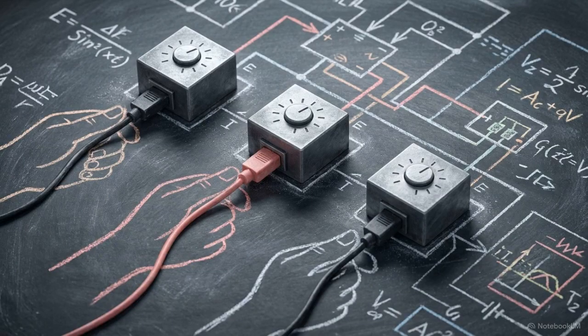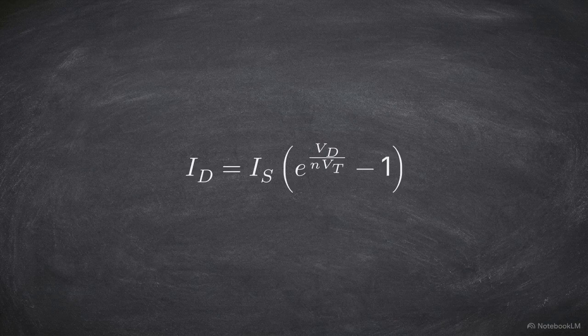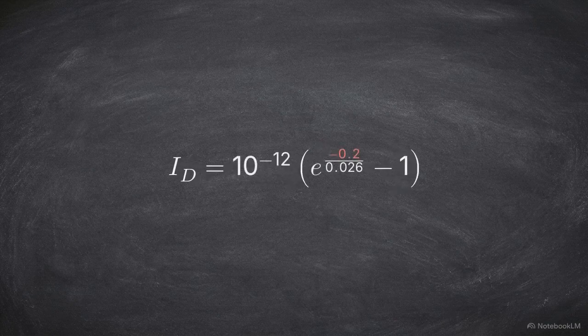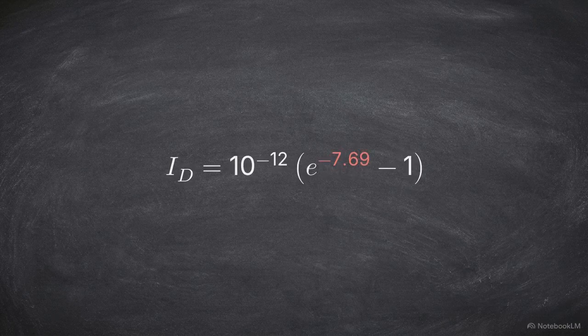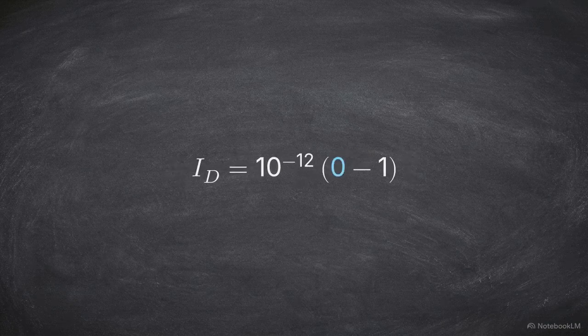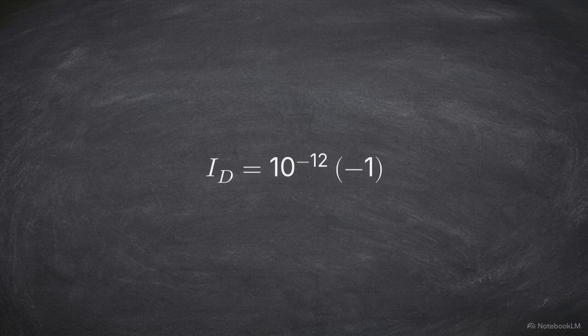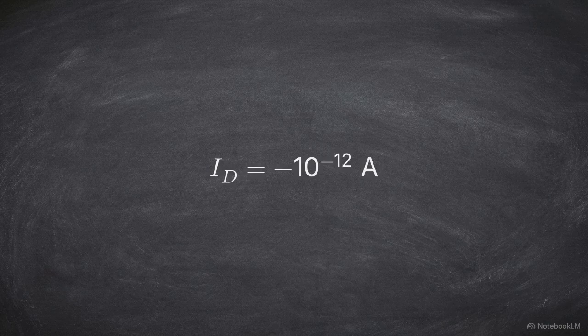To observe the diode's blocking behavior, we reverse the polarity by applying a negative voltage of negative 0.2 volts. We use the same diode current equation, but we substitute the positive VD with our negative 0.2 volt value. Dividing negative 0.2 by our thermal voltage gives us an exponent of negative 7.69. Euler's number raised to a negative power results in a value so small it is functionally zero. Subtracting 1 from this near zero value leaves us with negative 1 inside the parentheses. Multiplying negative 1 by our reverse saturation current yields a total current of negative 1 picoamp.